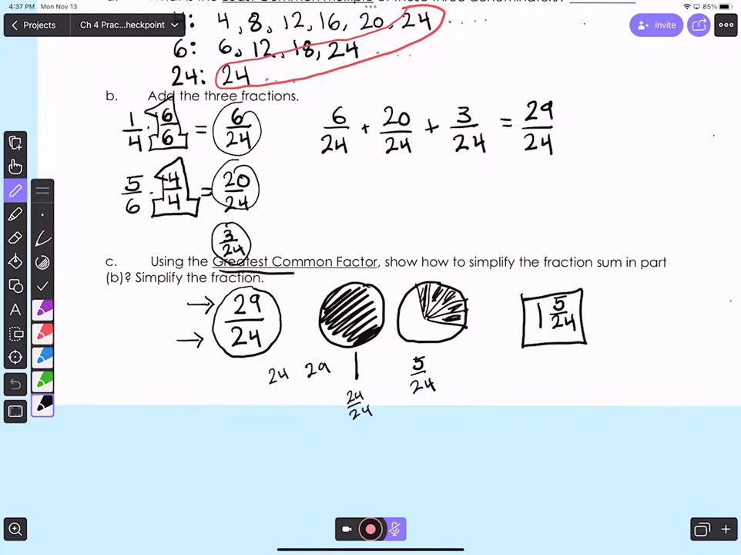So we didn't end up needing to do greatest common factor here, but the one on the quiz will have that. All right, let me know if you have any questions.